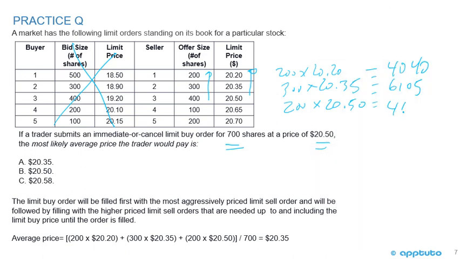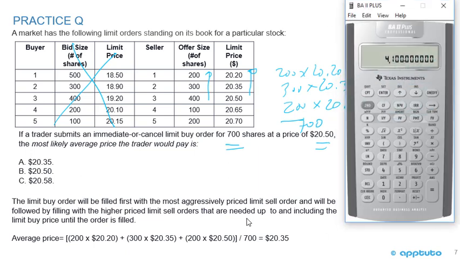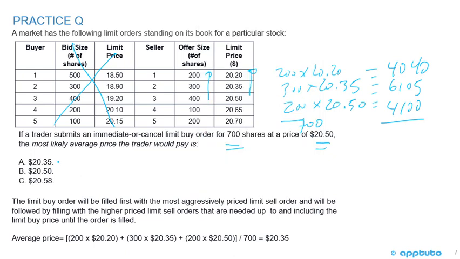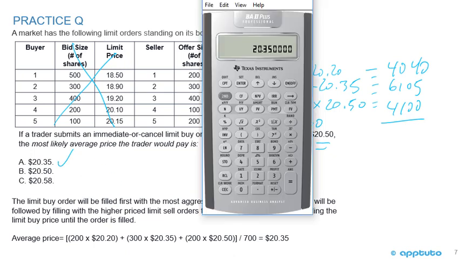Okay. I'm going to sum that up. I'm going to have 700 shares. I'm going to divide that by 700 shares. So just bring up the calculator again. I'm going to move it out of the way because that's where I was writing. So 4,100 plus 6,105 plus my 4040. And I'm going to divide by 700 shares. And I'm going to get 20.35. So the correct answer is A, 20.35.